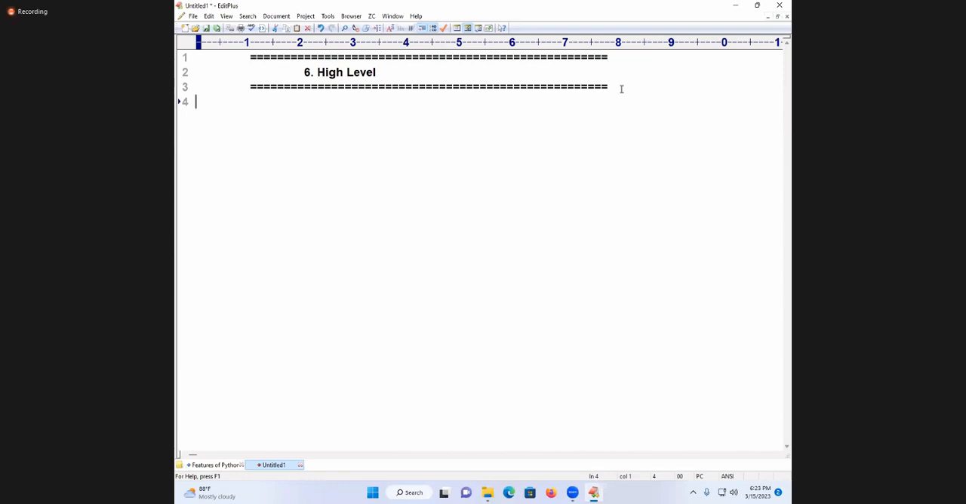As far as this discussion is concerned, in IT we have two types of languages available. One is low-level programming languages, and the second one is high-level programming languages.